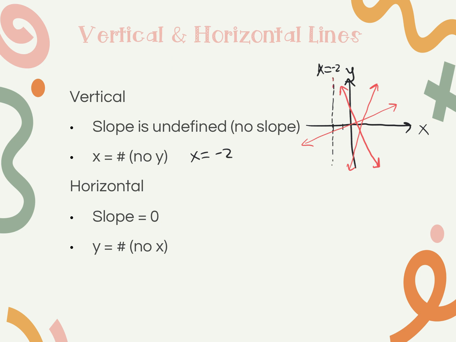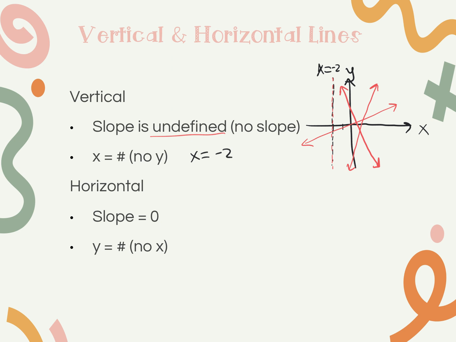This one is just straight going up and down, right? It is super steep. It's not defined. It is an undefined slope. So anytime you have a vertical line and you're being asked what the slope is, it's going to be undefined, right? So super important that you remember that.